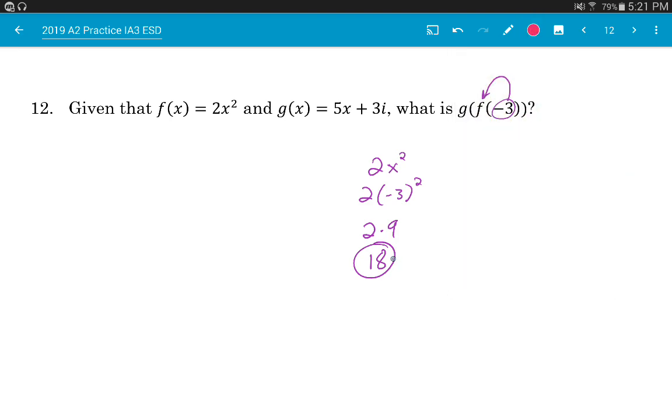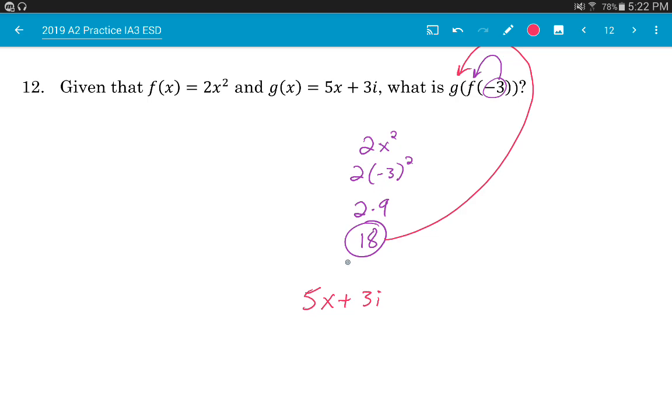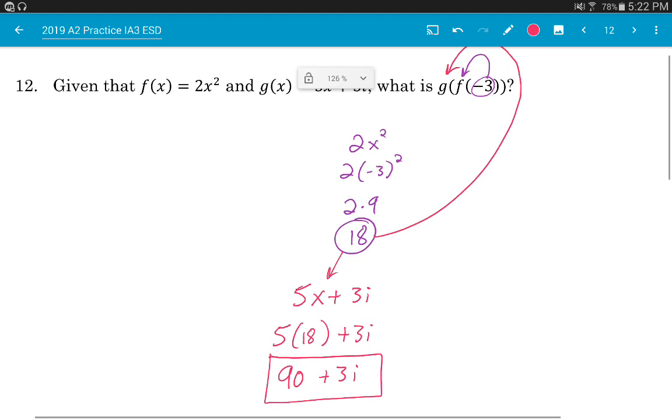Now that is going to go into the next function, the g. So g of x is 5x plus 3i, but 18 is going to become the x, so 5 times 18 plus 3i. And this right here is 90. 90 plus 3i. Right, that's how composition of functions works. We plug into the first function closest to the value and then into the next one.